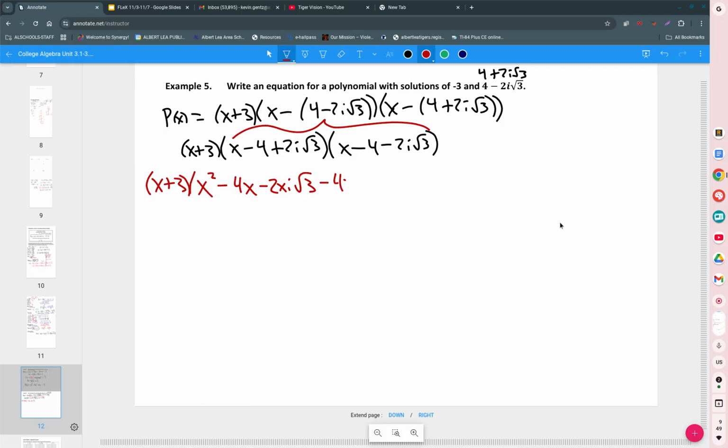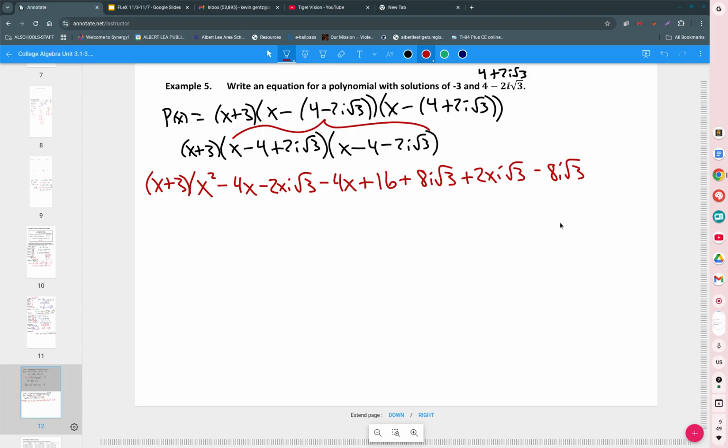Negative 4 times x is a negative 4x. Negative 4 times negative 4 is a positive 16. And negative 4 times negative 2i roots 3 is a positive 8i roots of 3. Got my last one here. 2i roots of 3 times x is a positive 2xi roots of 3. Hey, I like that. And then I get 2i roots of 3 times negative 4. There'll be a negative 8i roots of 3. Ooh, I like that too.